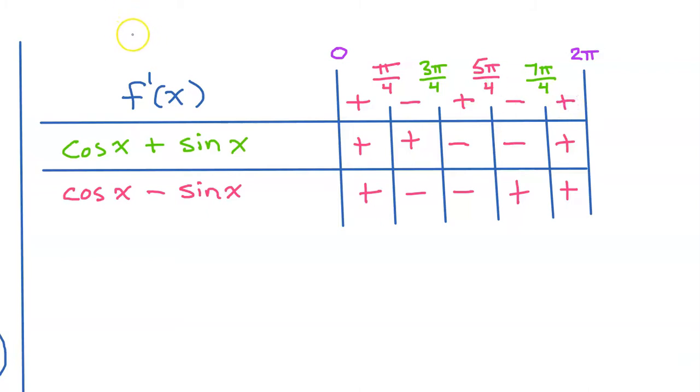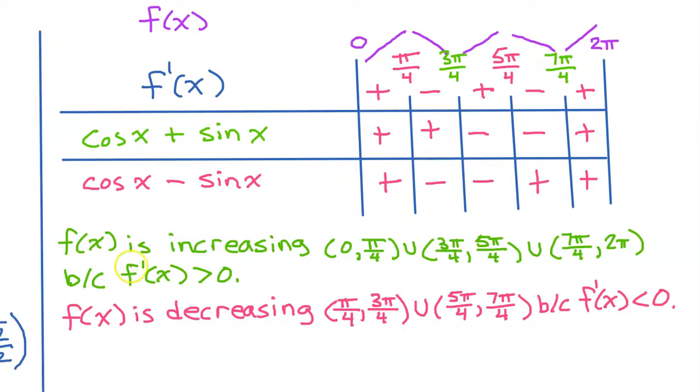But let's translate that into the behavior of the original function f of x. That means f of x is increasing in this interval and then decreasing in this interval. Increasing and decreasing and increasing. So let's write down everything we just said. So we can say, f of x is increasing from 0 to pi over 4 and 3 pi over 4 to 5 pi over 4 and from 7 pi over 4 to 2 pi because f prime is positive. F of x is decreasing from pi over 4 to 3 pi over 4 and from 5 pi over 4 to 7 pi over 4 because f prime is negative.